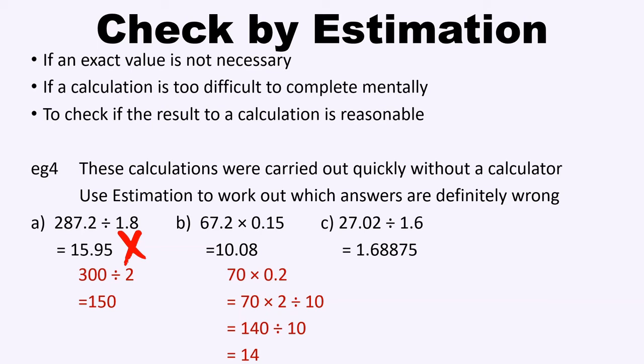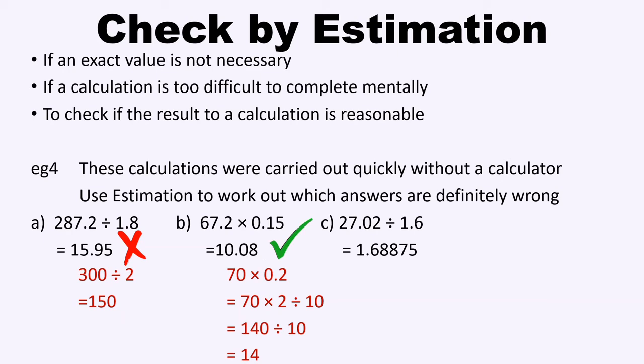Although the 10.08 is smaller than the 14, I do still think that that could be the correct answer, because at least we've got the right place values here. The 1 is definitely in the tens position. And when I performed my estimate, I did round the 67.2 up to make 70, as well as rounding the 0.15 up to make 0.2. So it makes sense that my estimate is bigger than the actual value. So I'm going to go ahead and say that I think that's right.